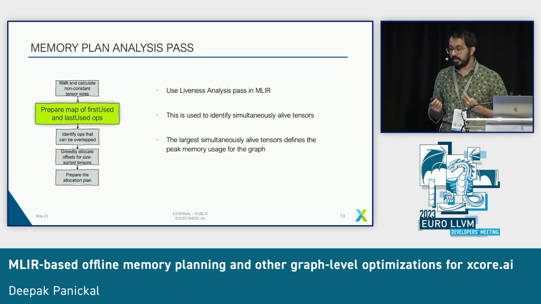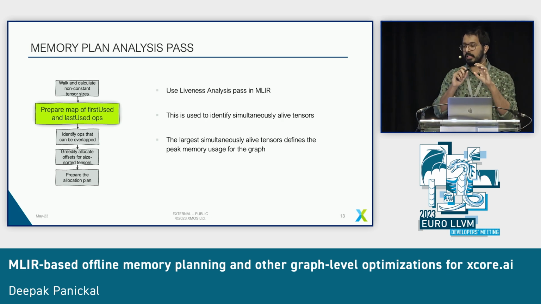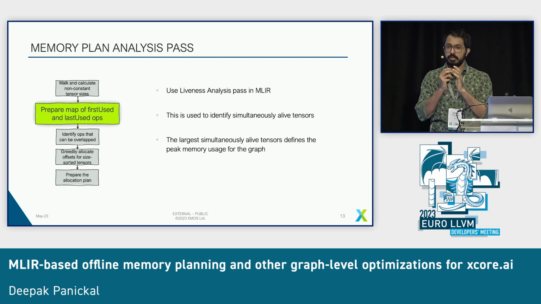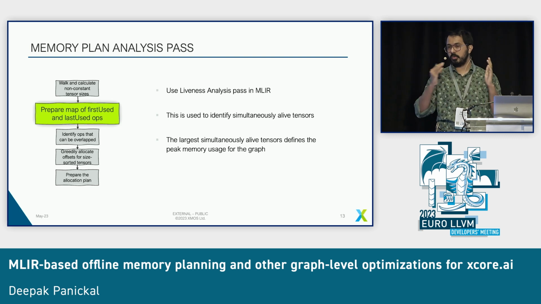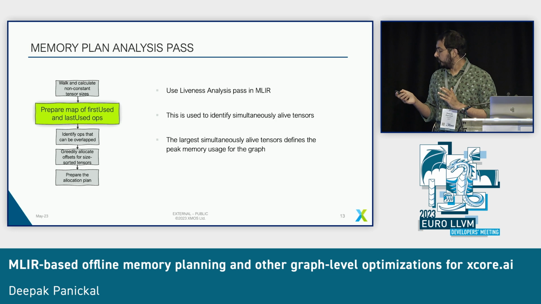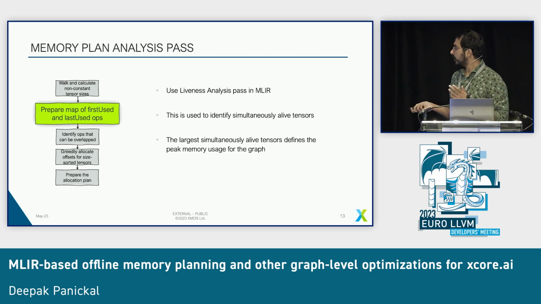We use the liveness analysis pass in MLIR and try to identify the simultaneously alive tensors. And if you think about it, the largest simultaneously alive tensors, so the largest group of all the alive tensors, will define the peak memory usage of the graph. So reducing this would mean your model is using less memory.